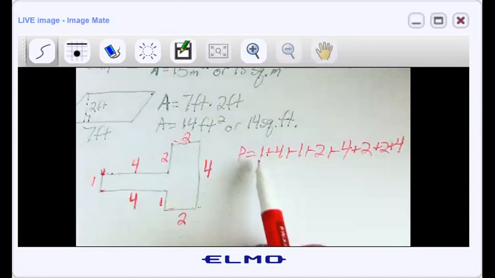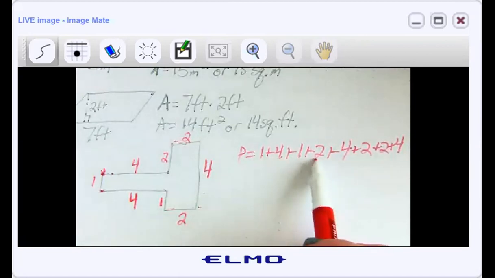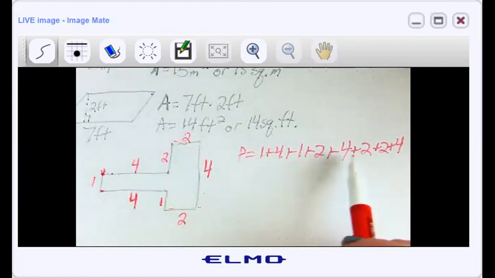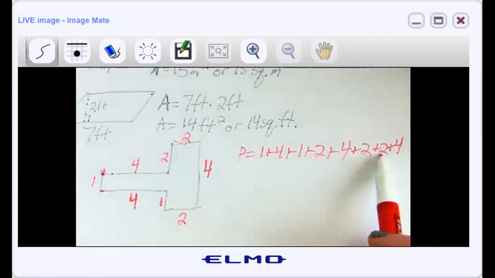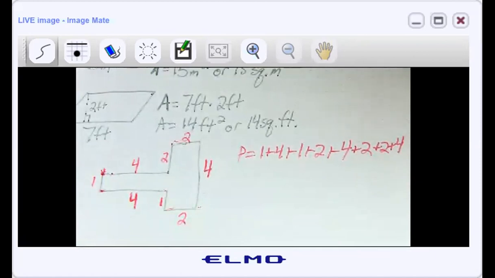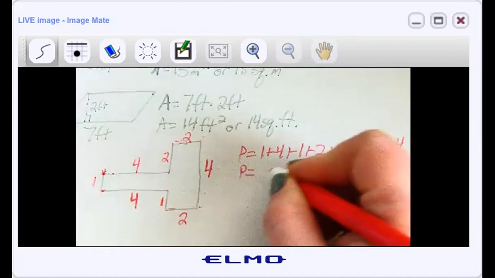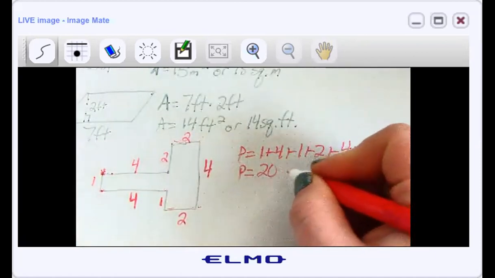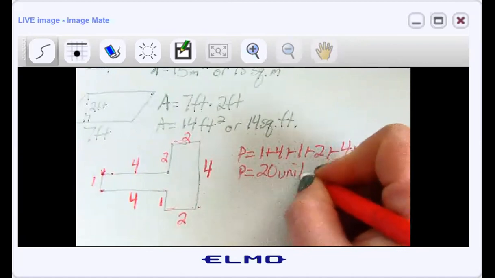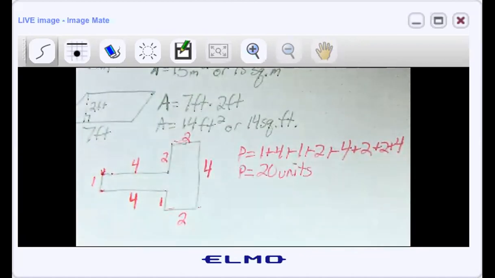So let's add this together. That's 5, 6, 7, 8, 12, 13, 14, 15, 16. Oh, I got 20. Did you get 20? And I didn't give you a unit, so I'll just say units. So there's perimeter. But now let's talk area.